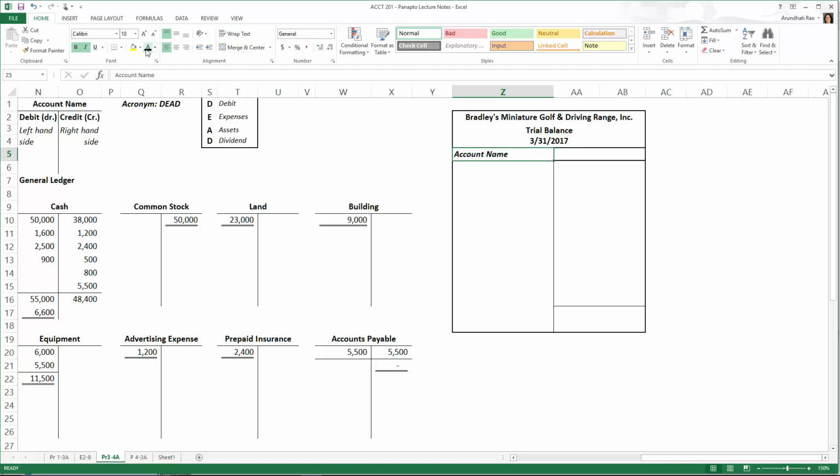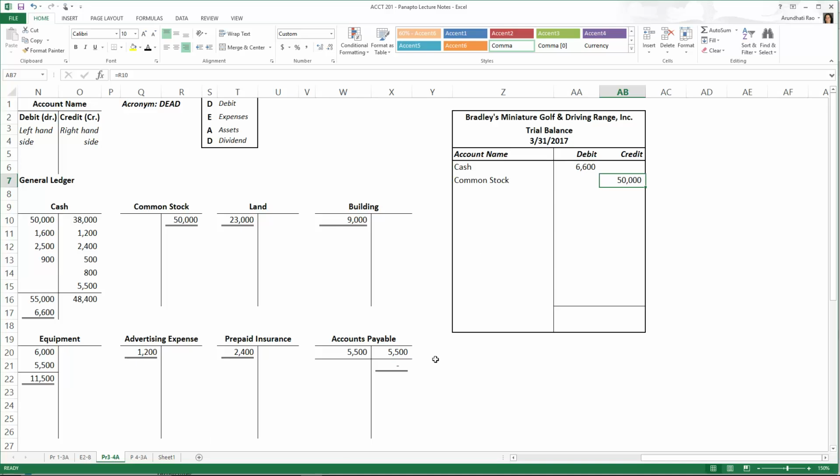I will then write the list of accounts, so I head it with the account name. And then I identify whether I have a debit balance or a credit balance in the account. I start with the first one I have in my list. The first one I have is cash. It has a debit balance of $6,600. The second account is common stock. I have a credit balance of $50,000. So I go down the list and bring all the numbers in over here.